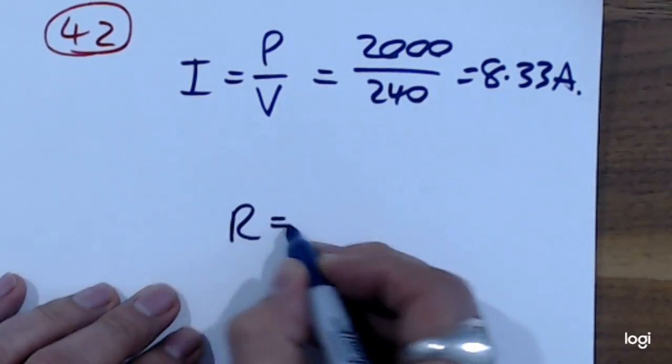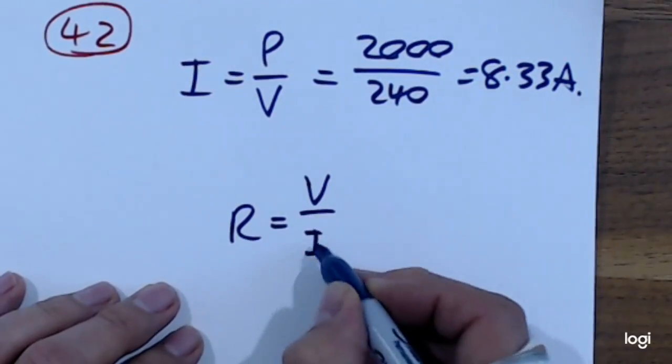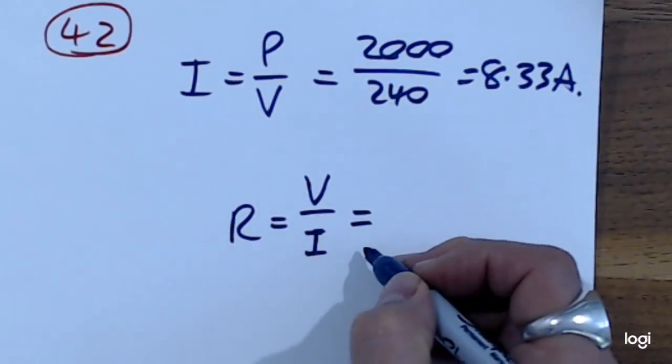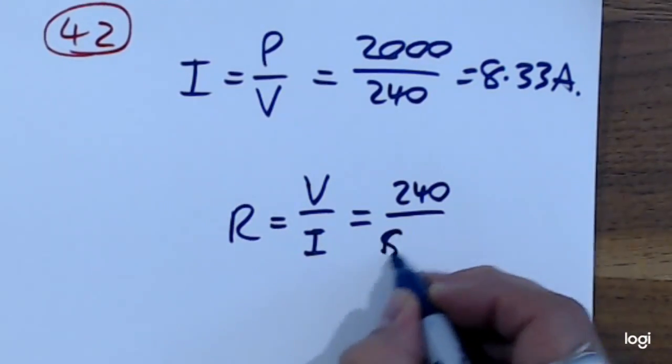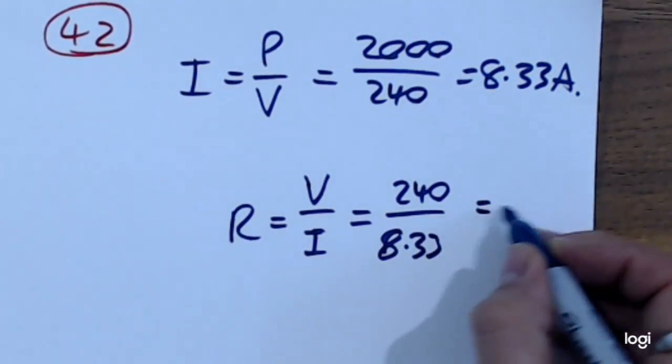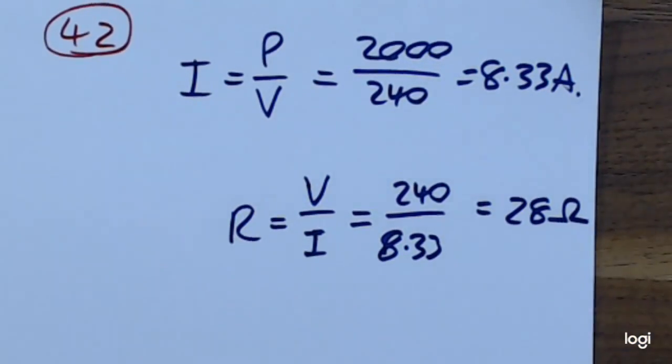And from V equals IR, resistance is voltage over current. It's getting 240 volts. It's using 8.33 amps. So that's a resistance of 28 ohms. Okay, pretty straightforward.